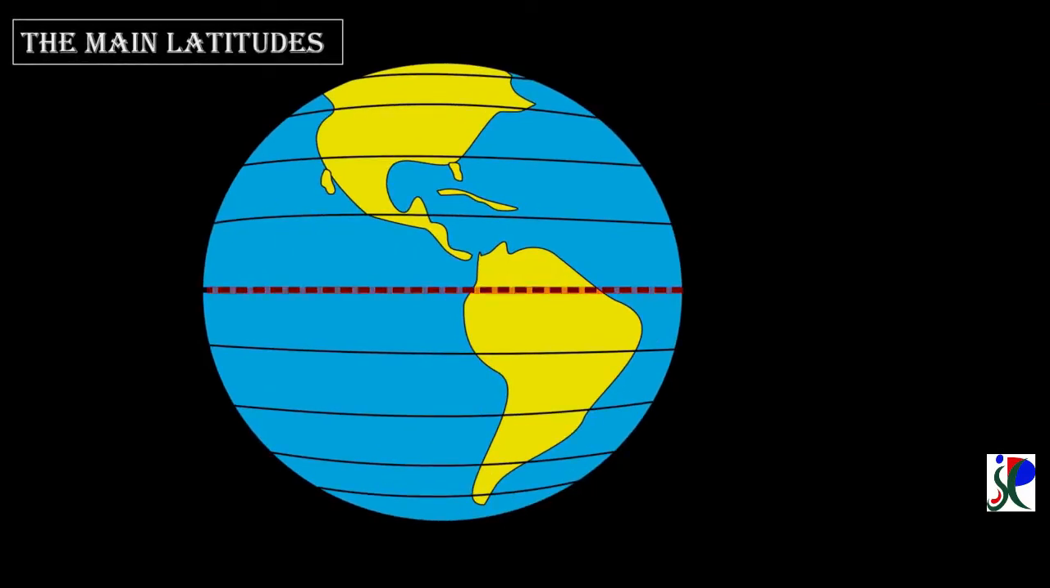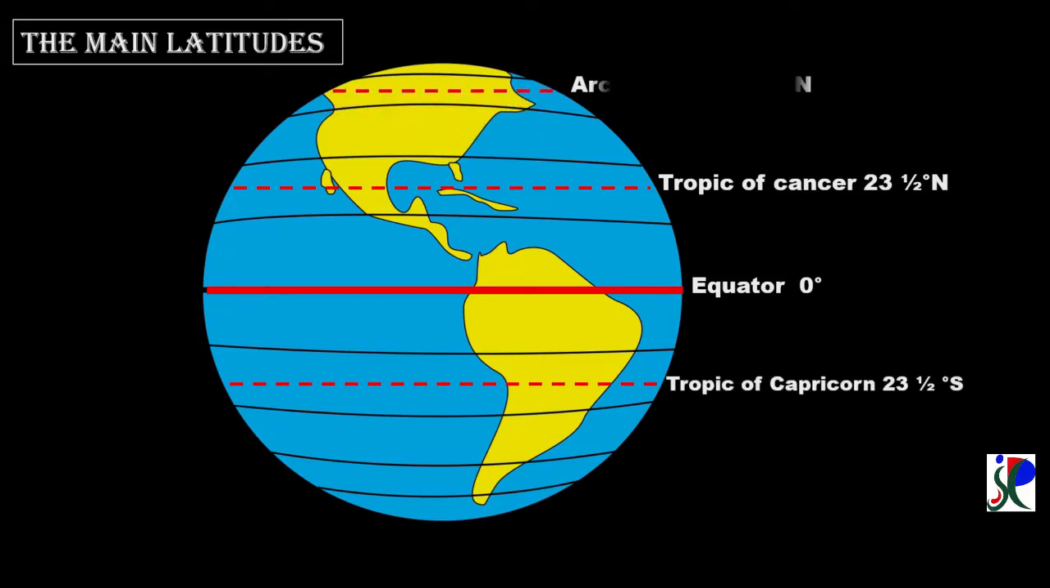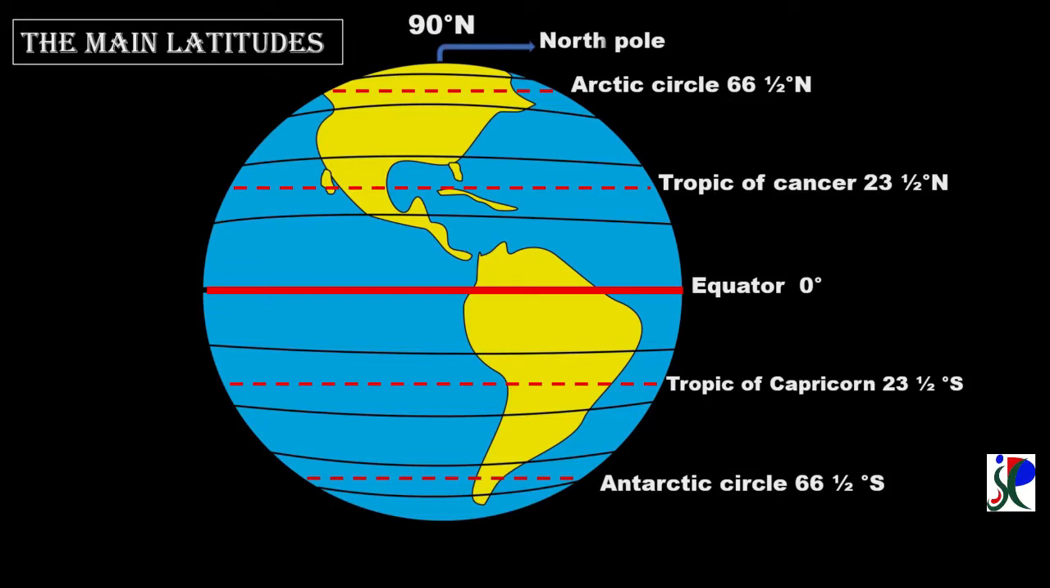The main latitudes are equator, 0 degree latitude, Tropic of Cancer, 23½ degrees north, Tropic of Capricorn, 23½ degrees south, Arctic Circle, 66½ degrees north, Antarctic Circle, 66½ degrees south, 90 degrees north, North Pole, 90 degrees south, South Pole.